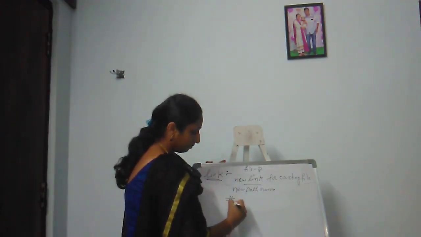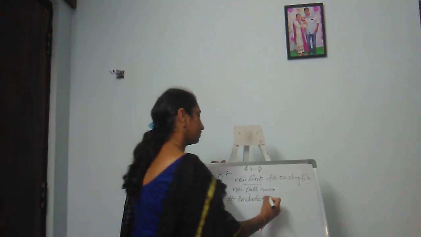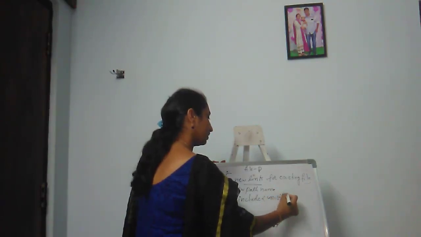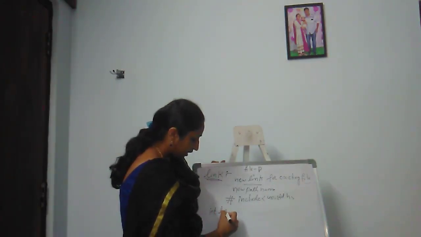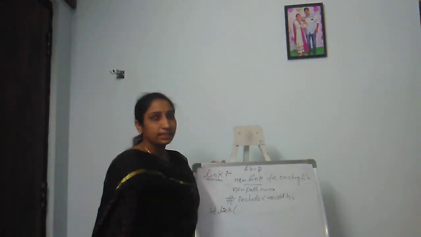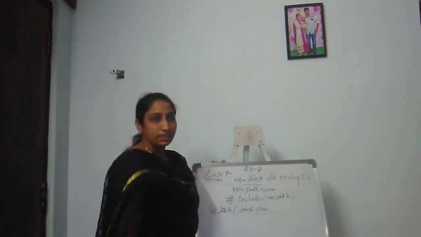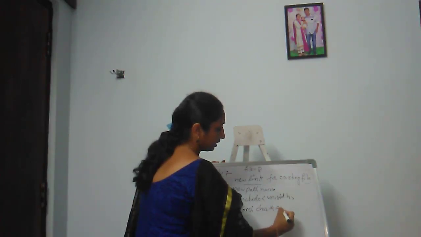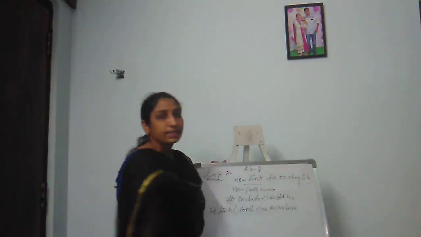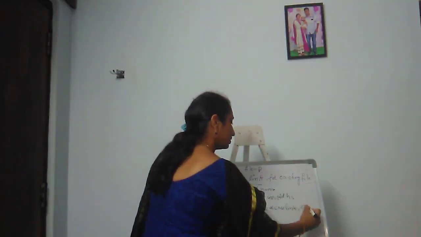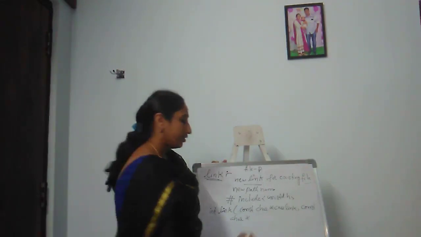So how we write it: hash include unistd.h and int link, const char star current link. This is the current link. And the next one is const char star new link.